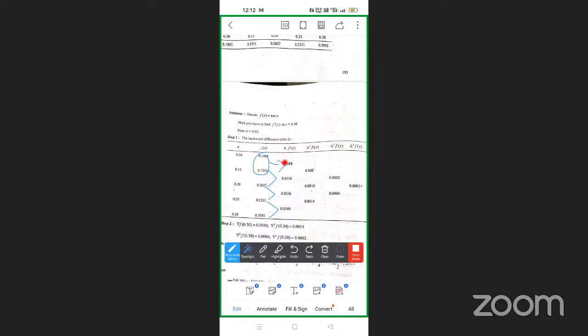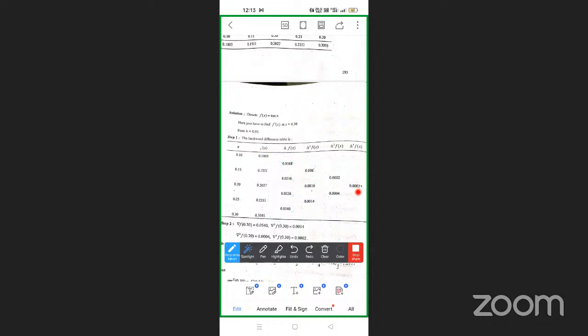Take the difference between these two, and that is nabla f of x. Next, nabla square, with the same formula. The difference table is the same in backward or forward computation. Continuing this process, we get only a single value at the end. So this is the difference table.